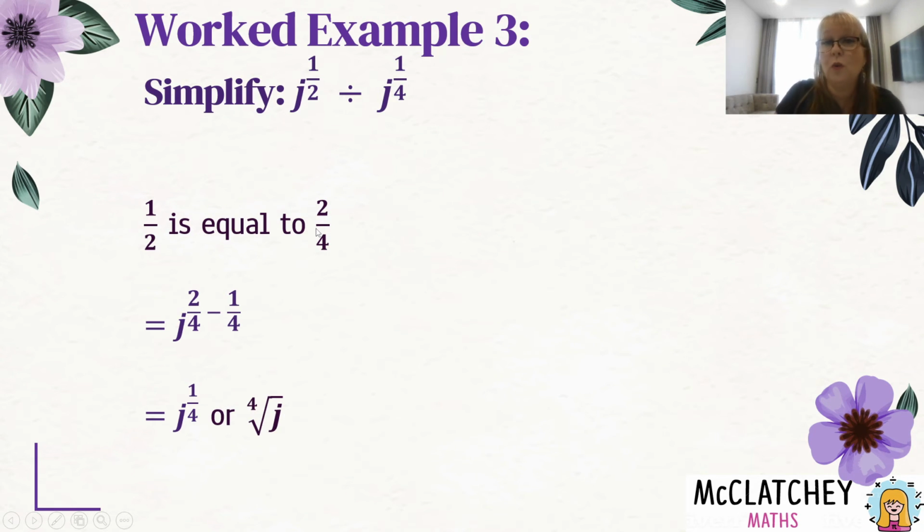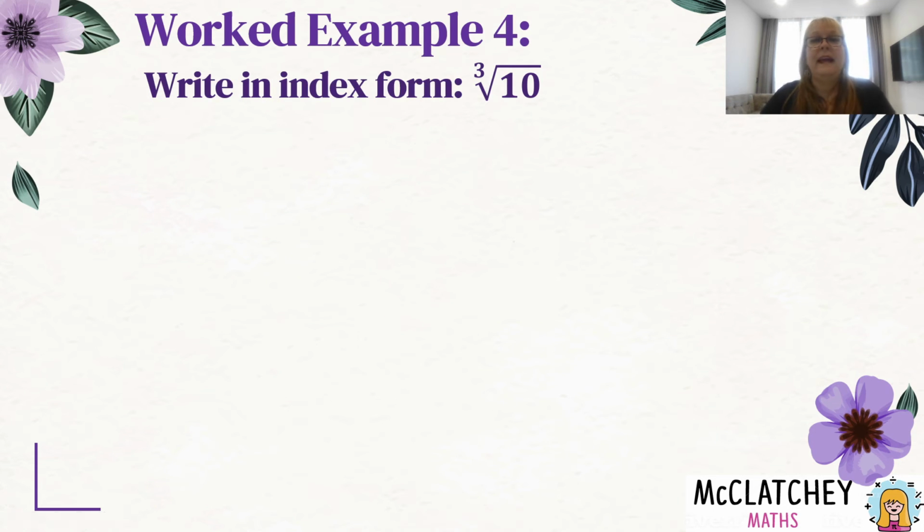1/2 is equal to 2/4. So the way I could find that out is multiply this one by 2, multiply that one by 2, and I get 2/4. So now I've got j to the power of 2/4, take away 1/4, which gives me j to the power of a quarter. And I should also write that in this form as well. If I'm not asked to, I could just simply leave it in fractional form because the question doesn't tell me otherwise. But also I could demonstrate it using a root if I was asked to, which means it's the 4th root of j. And worked example 4, I need to write in index form the 3rd root of 10.